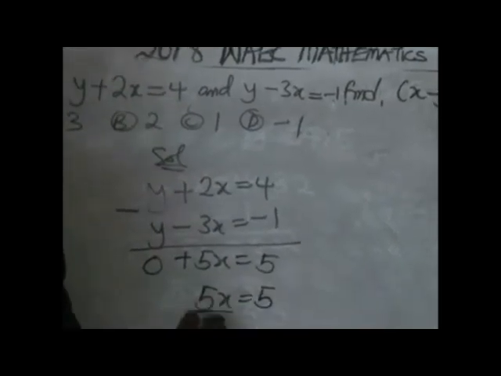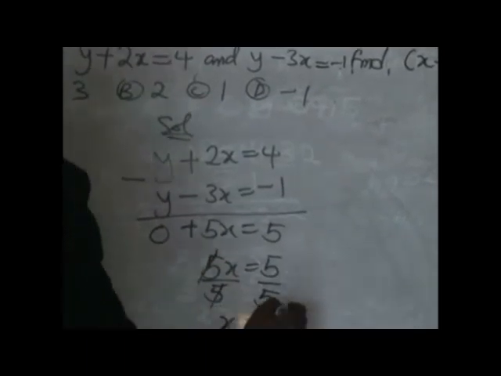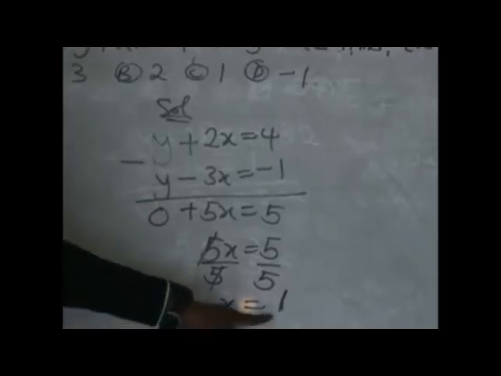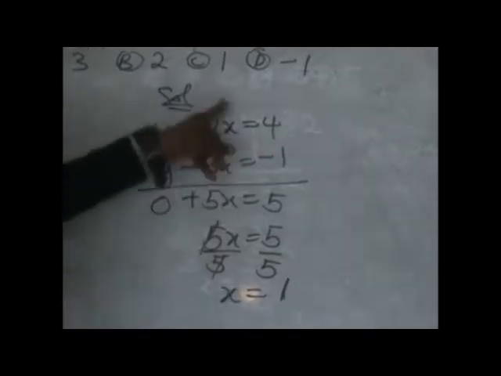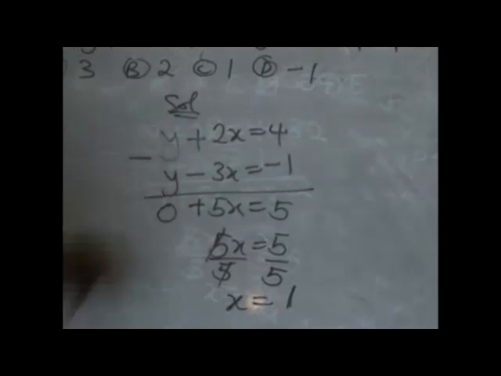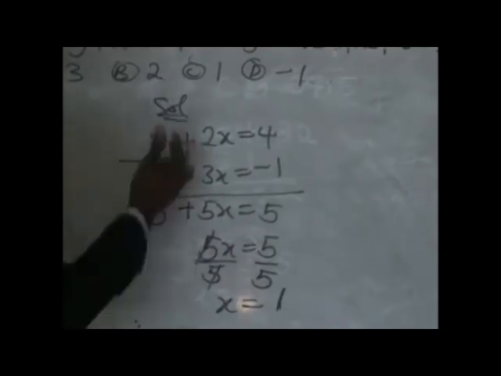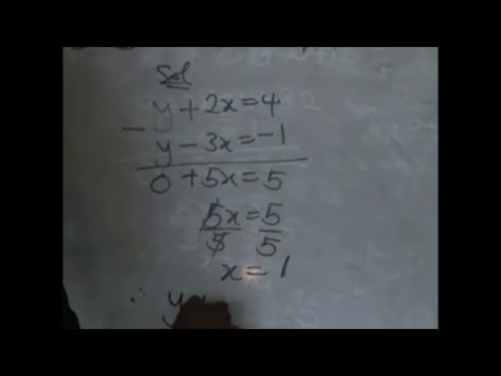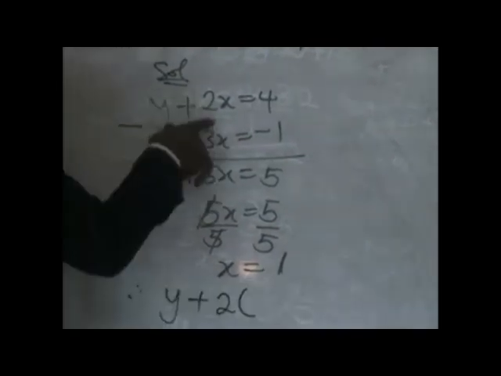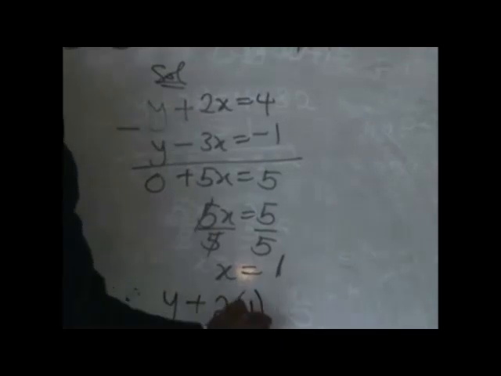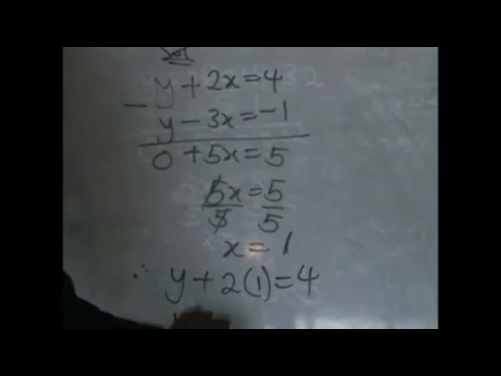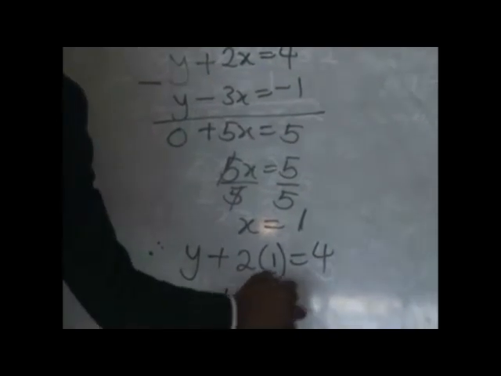You divide both sides by 5 in order to determine the value of x, because you have eliminated y for now. After getting the value of x, you have to substitute it into any of the equations to get the value of y. So putting x into equation 1, we have y plus 2 in place of x, substituting 1, equal to 4. So this becomes y plus 2 times 1, which is 2, equal to 4.